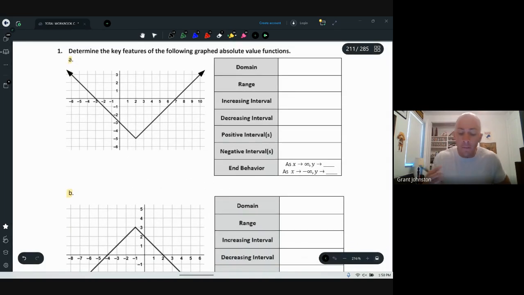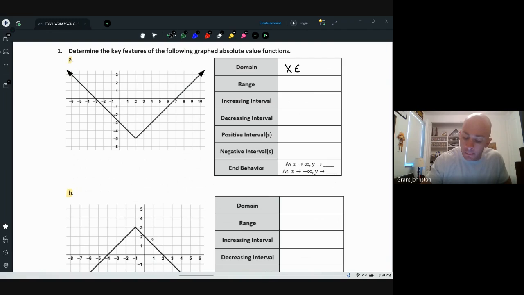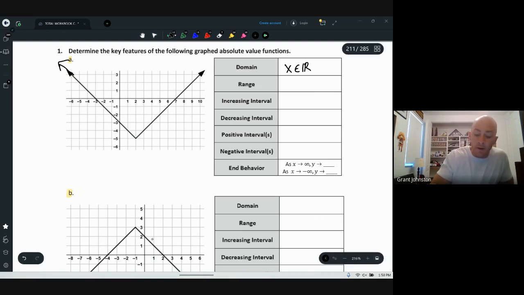Okay, so the domain on this is all real numbers. And the reason being is because of these arrows. It is going to go on forever in the positive x direction. It's going to go on forever in the negative x direction. It is never going to stop. So it's all real numbers.